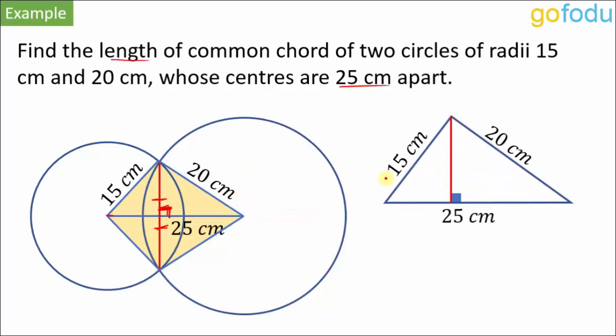Now take this triangle separately. 15, 20 and 25 are sides of a right triangle. Right? 15, 20, 25 are Pythagorean triplets. So that means this angle will be 90 degree. Now figuring out this makes everything easy.